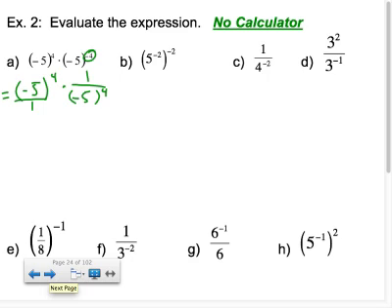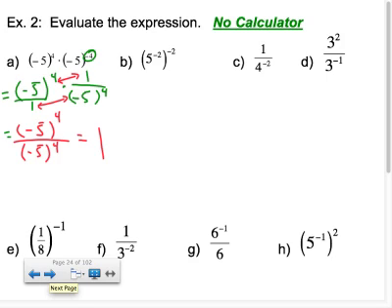And so now when you multiply, remember when you multiply fractions, you're just going straight across. Multiply your tops, multiply your bottoms. So on top you have negative 5 to the 4th power. On bottom you have negative 5 to the 4th power. Anything divided by itself is always 1.